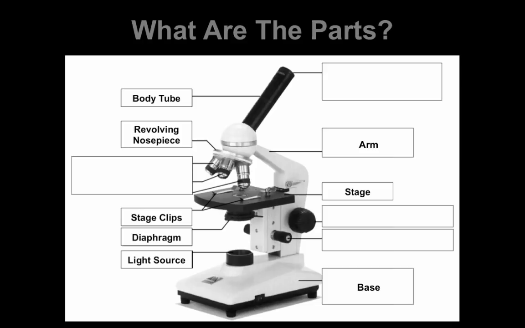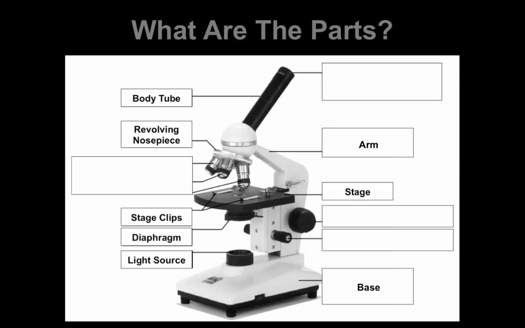So now let's look at what the parts are. Before we look at some of the specific ones, the two that I want to bring up are the arm and the base. This is how you should always carry a microscope. Hand under the base, holding it by the arm. That way we can make sure our microscopes stay nice.